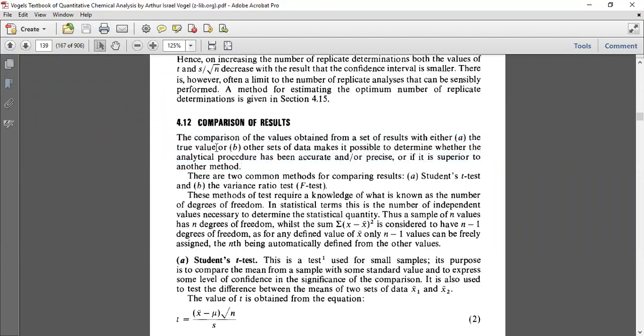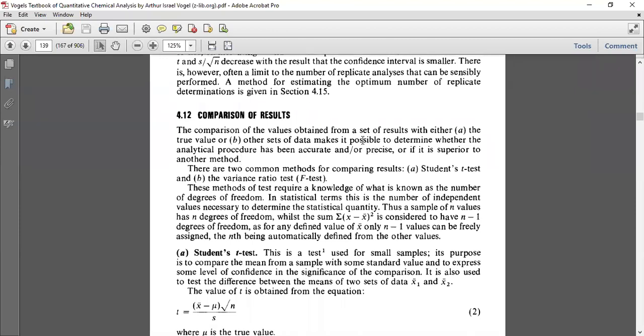The first point is that whatever our result is, it should match with the true value, to get confirmation of that. And the second point: whatever method we are using, whether our method is better or more accurate as compared to the previous or earlier method. To get that comparison also, these tests are important. So which are those two tests? The first is the students t-test. This is the name of a statistical tool, students t-test. And the second is the variance ratio test, that is the F-test.